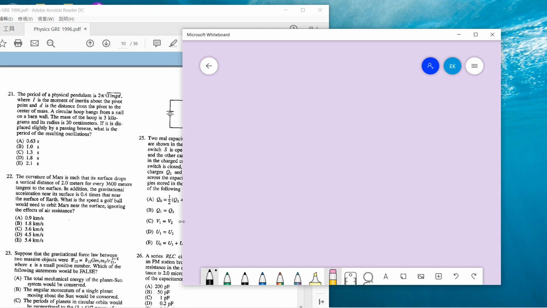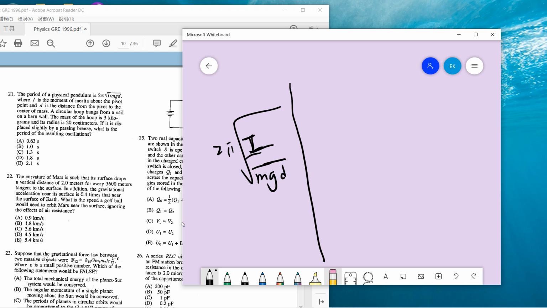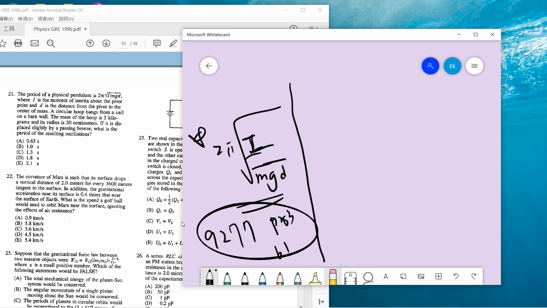So 21, the period of a physical pendulum is this. Fortunately, I have proved this formula in other videos. You can go check it. I think it's in the GR problem 61. I have proved this formula rigorously using the Lagrangian equation. But luckily somebody already tells you the answer. So 21 is very easy.